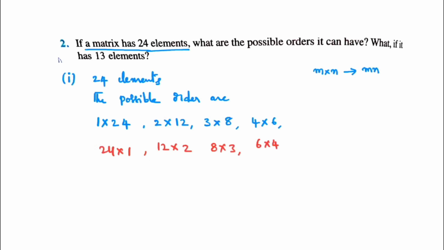Suppose a matrix is of order 8 by 3. How many elements will be there in this matrix? 8 threes are 24 elements. I hope you are understanding, right?